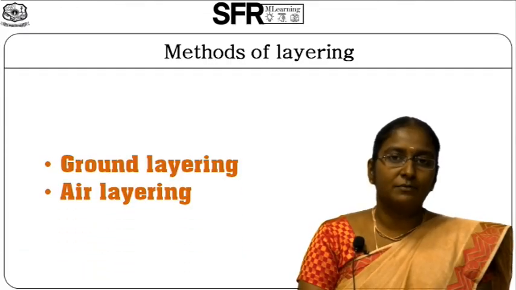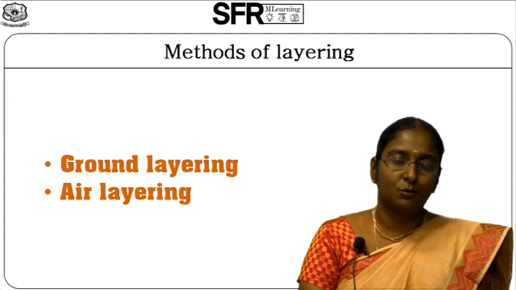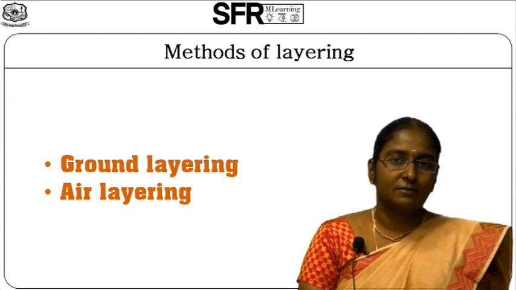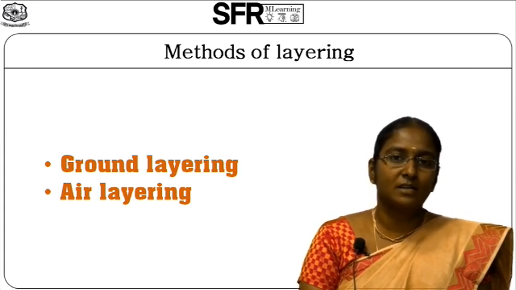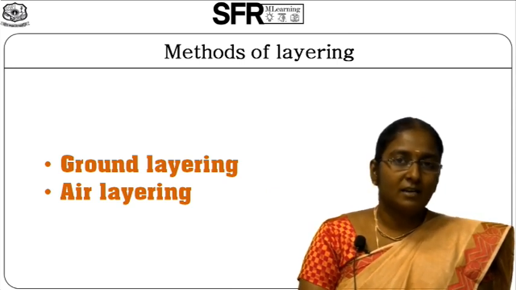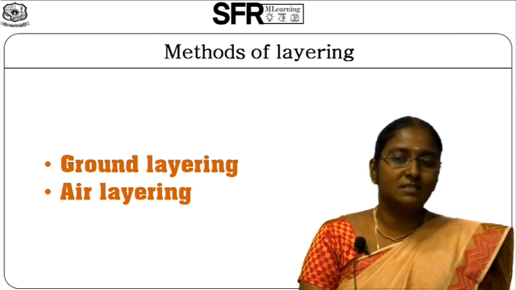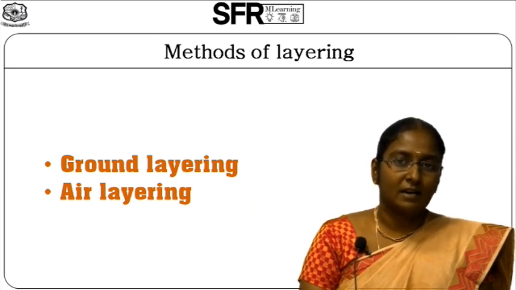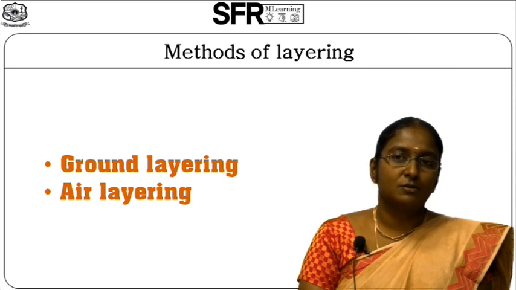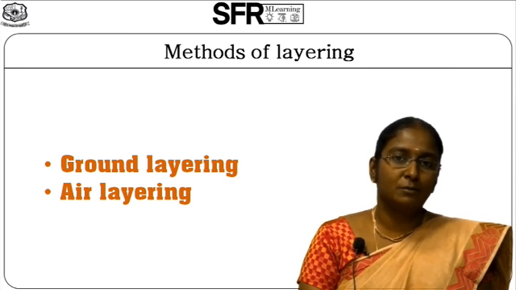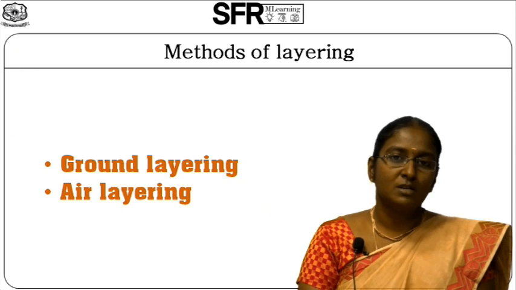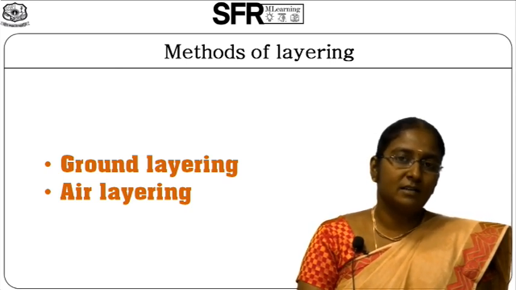Basically, the method of layering can be of two types. One is ground layering and the second is air layering. From the terms we can understand that ground layering is done on the ground, that is on the soil, whereas air layering is done on the stems, that is on the branches, in the air. It is in no way connected with the soil. In ground layering the plants are bent towards the ground and fixed in the soil, and allowed to develop roots.